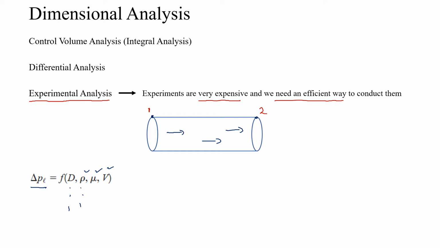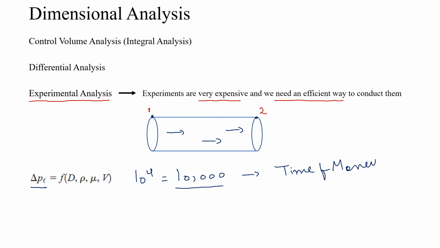So if I am changing each of these variables 10 times and fixing the other 3, I will end up with 10 to the power 4 experiments, and these are equal to 10,000 experiments. If I start conducting 10,000 experiments, this will cost me a lot of time and money. So I need a smart way of doing this. I need a very smart way of doing this.